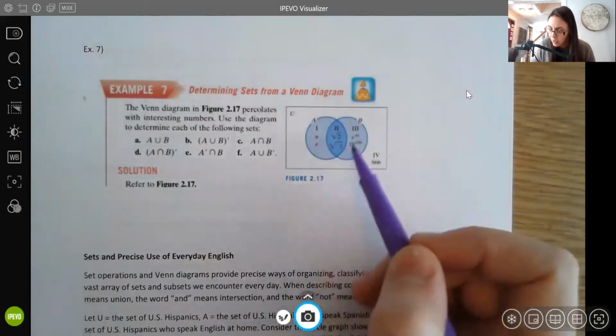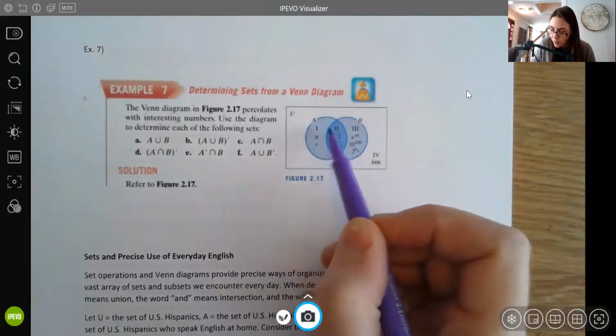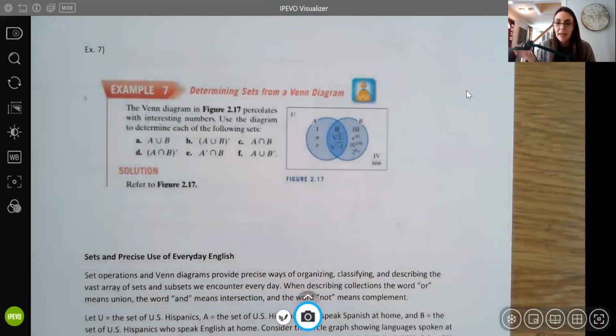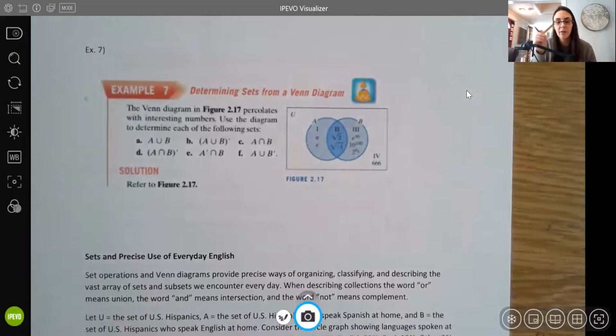And then you just have elements in each part. And again, you see Roman numerals 1, 2, 3, and 4 here. Those aren't necessary, but a lot of times we label the different parts. It just makes it easier for us to talk about them. So you'll see that sometimes as well.